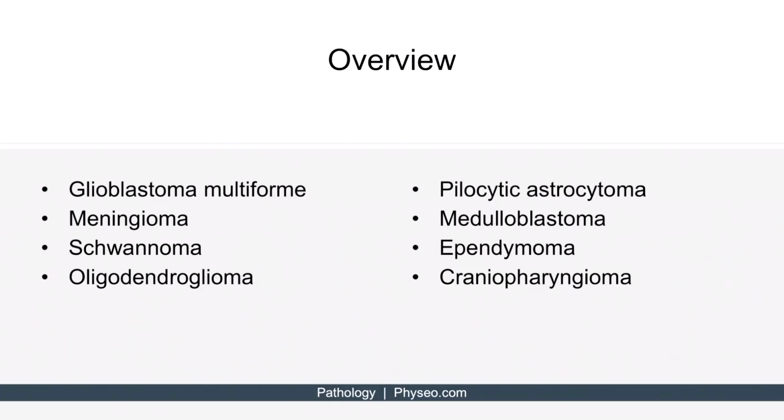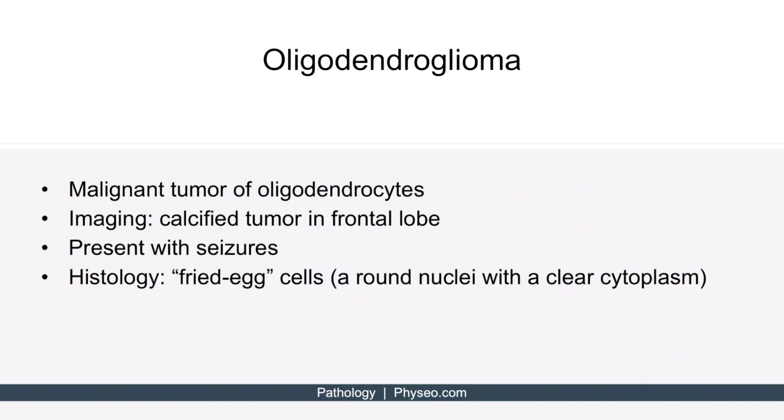All right, now let's move on to discuss oligodendroglioma. This is a malignant tumor of oligodendrocytes. Oligodendrocytes are neuroglial cells that myelinate axons in the central nervous system. On imaging, a calcified tumor in the frontal lobe can be observed. Patients with this tumor often present with seizures, and a biopsy will reveal characteristic fried egg cells, which have round nuclei with a clear cytoplasm.